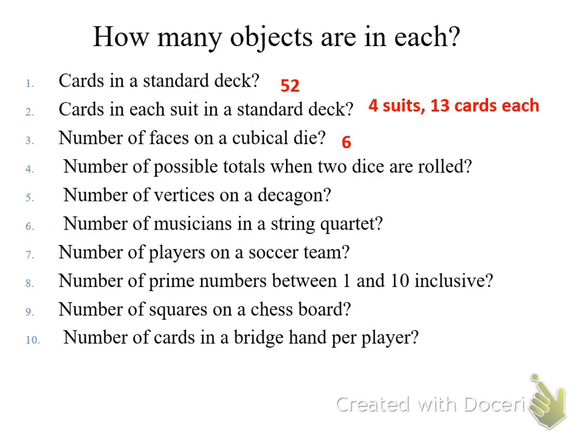How many possible totals can we have when 2 dice are rolled? You could list those possible totals out. You could have 1 and 1 that add to 2. You could have 2 and 1 that add to 3, and so forth. How many possible totals are there? That's actually going to be 11 possible totals. And then what is the number of vertices on a decagon? That's 10.